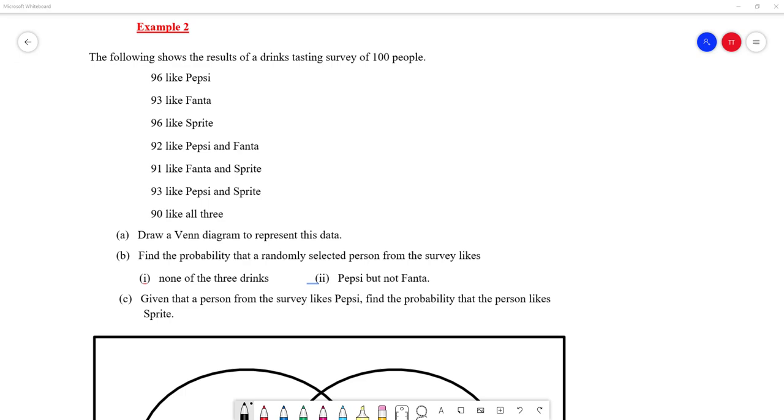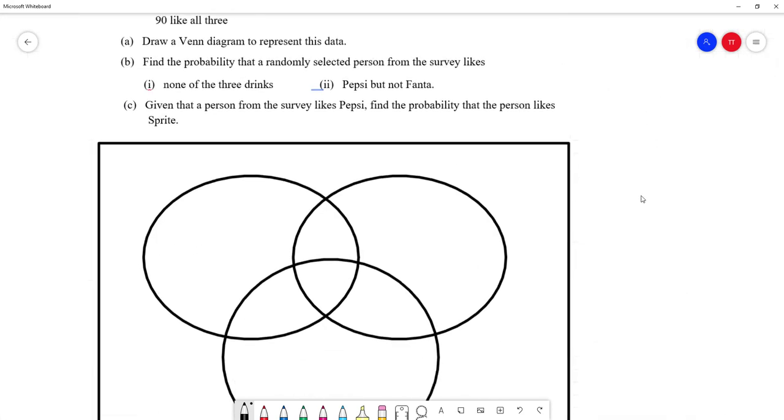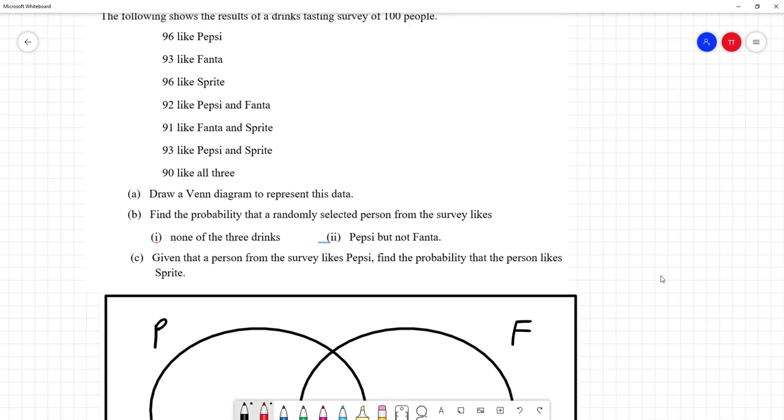So what we're going to do is we're going to first label this as Pepsi, Fanta and Sprite. So let's do that straight away. So we've got Pepsi, Fanta and Sprite. So we know that 90 liked all three. So that's going to go in the middle. And then now we need to go back to the question and do exactly what they say.